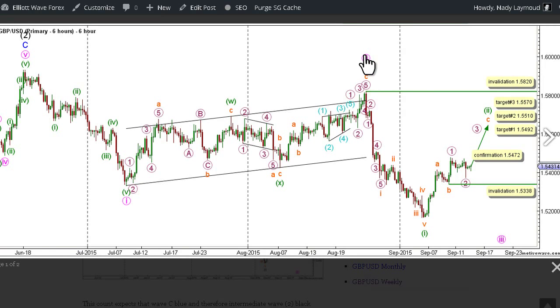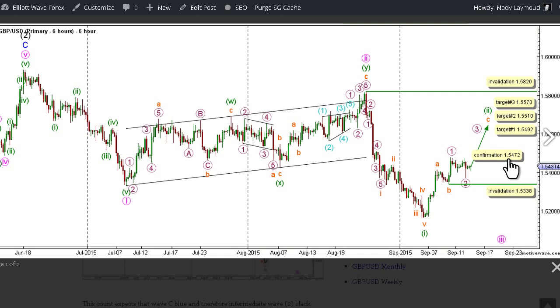After the completion of wave 2 pink, it's expected that within wave 3 pink, wave 1 green is complete as an impulse, labeled waves 1 through 5 orange, with wave 1 orange unfolding as an impulse, labeled waves 1 through 5 purple. This count expects that wave 2 green is unfolding toward the upside as a zigzag, with waves A and B orange complete, and wave C orange is underway.